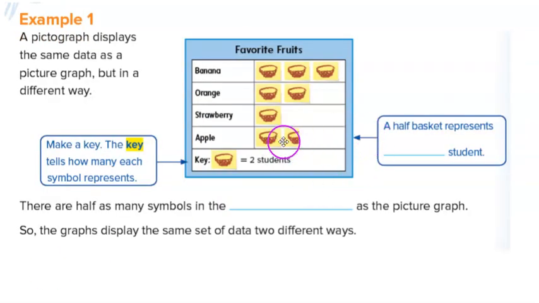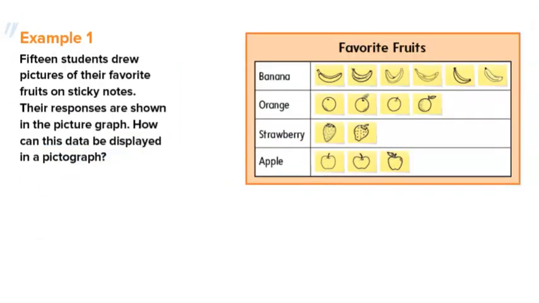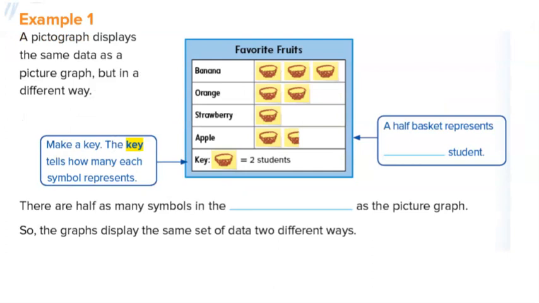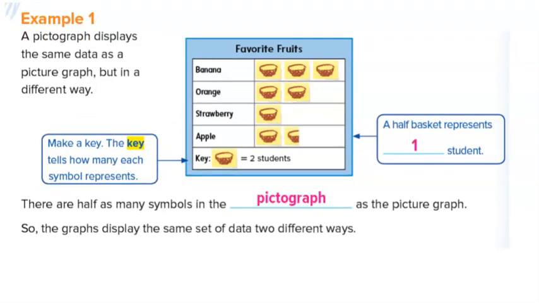Next, how many people like apples? Well, we have a half of a bowl here. And remember that if a whole bowl represents 2 students, a half of a bowl will represent, what is half of 2? Half of 2 is 1. So this would be 2, 3, which again matches our data. So to answer their question, half a basket represents 1 student. And there are half as many symbols in the pictograph as the picture graph. So the graphs display the same set of data in 2 different ways.